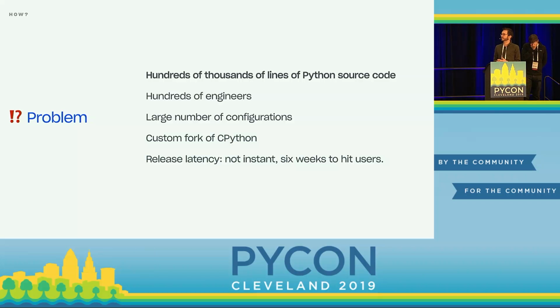Also, as Max said, we have a custom fork of Python, which means that we have essentially a decade of patches that we need to try to migrate and maintain.